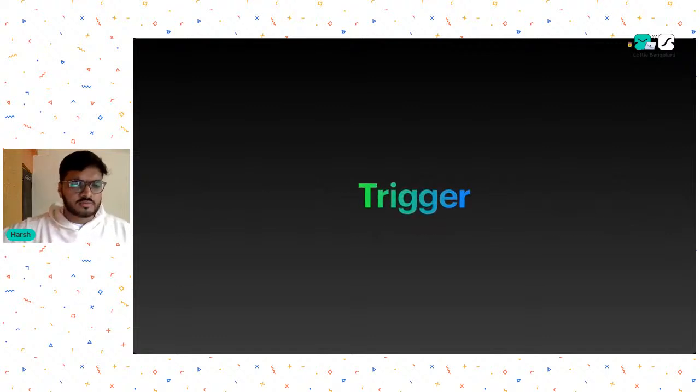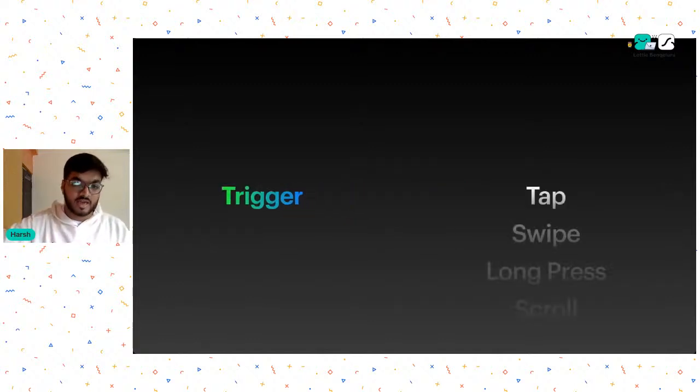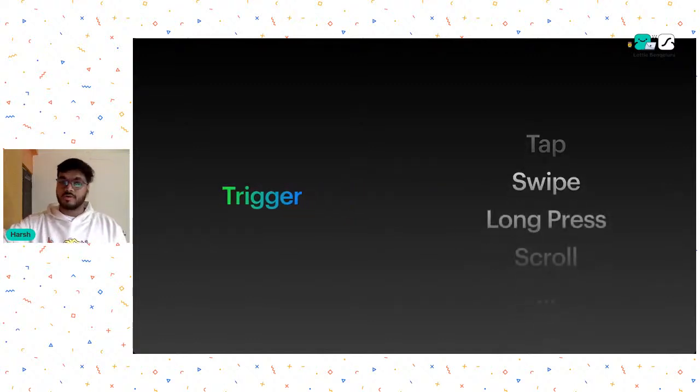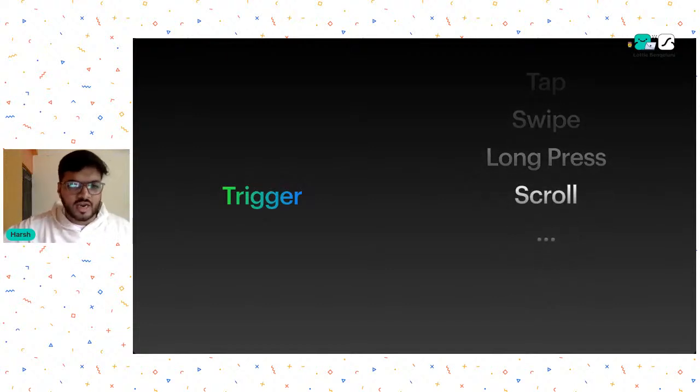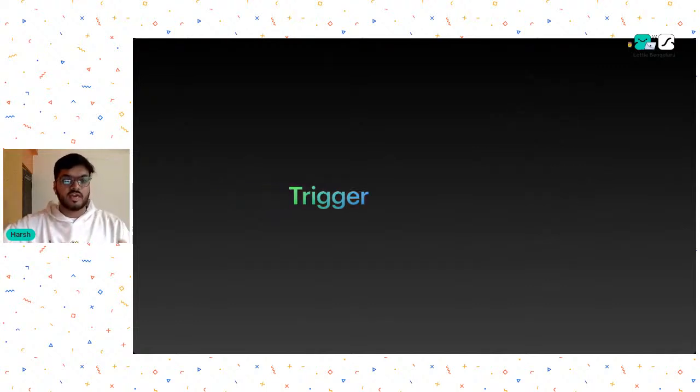Let's look at the trigger first. So what is a trigger? A trigger is any event that begins the animation. So it's like telling the system that whenever a user does any action, that action can be a tap, a swipe, a long press, a scroll, or a variety of different gestures or interactions that can be there, right? So basically, a trigger is something that tells the system or the computer to start an animation, right? So that's the entry point of it.